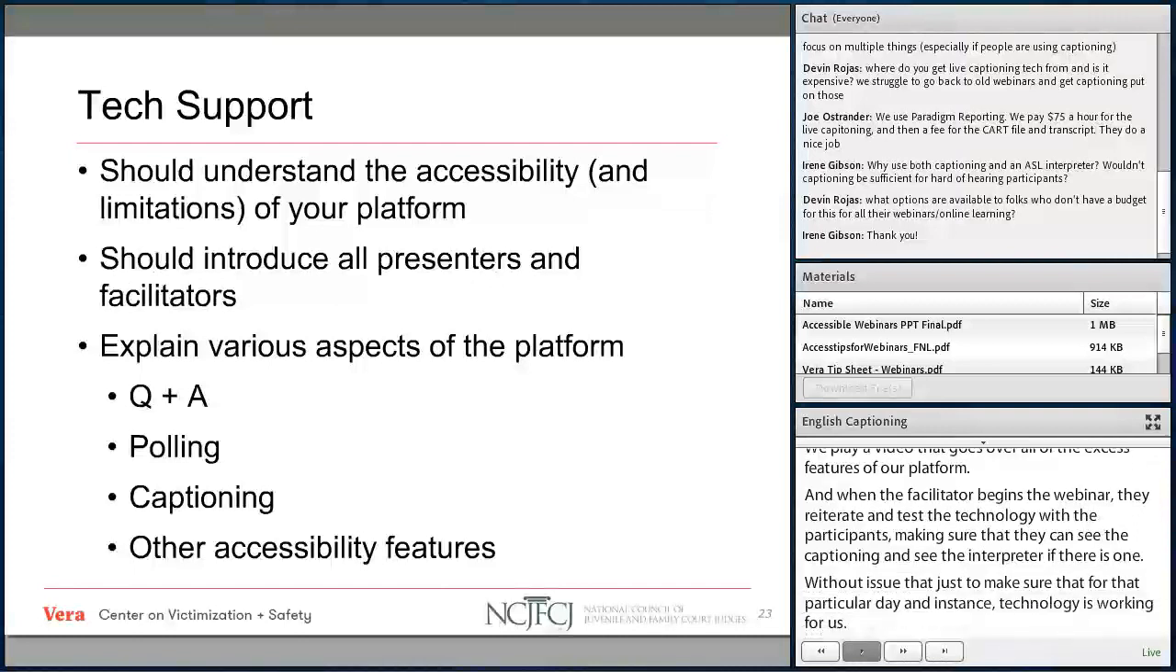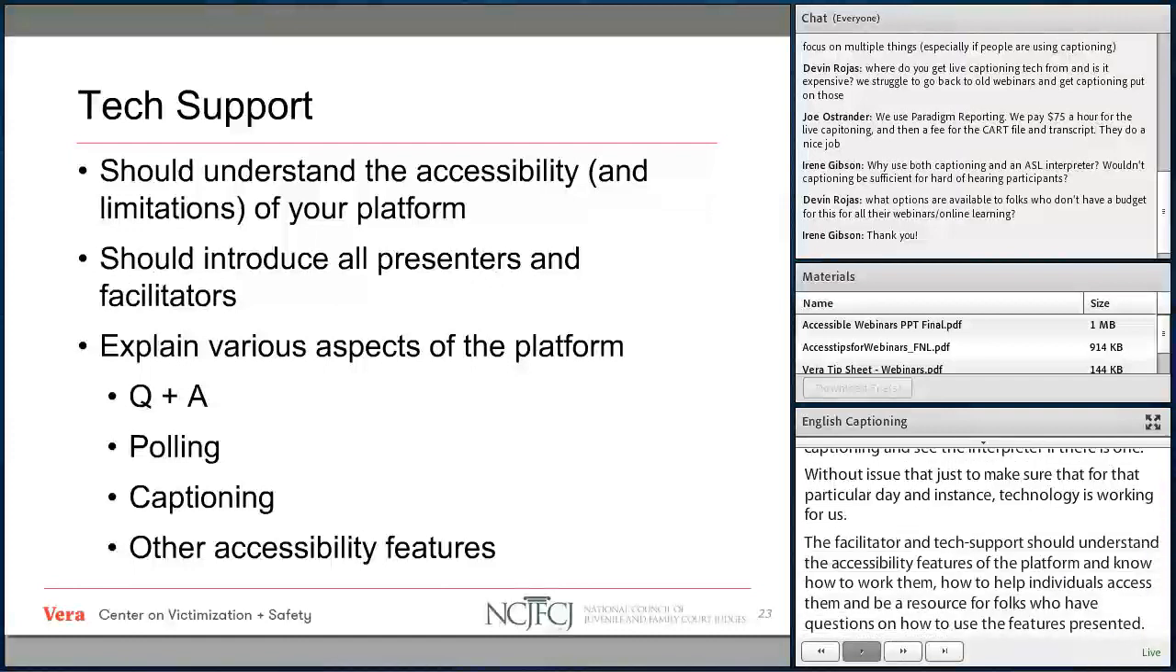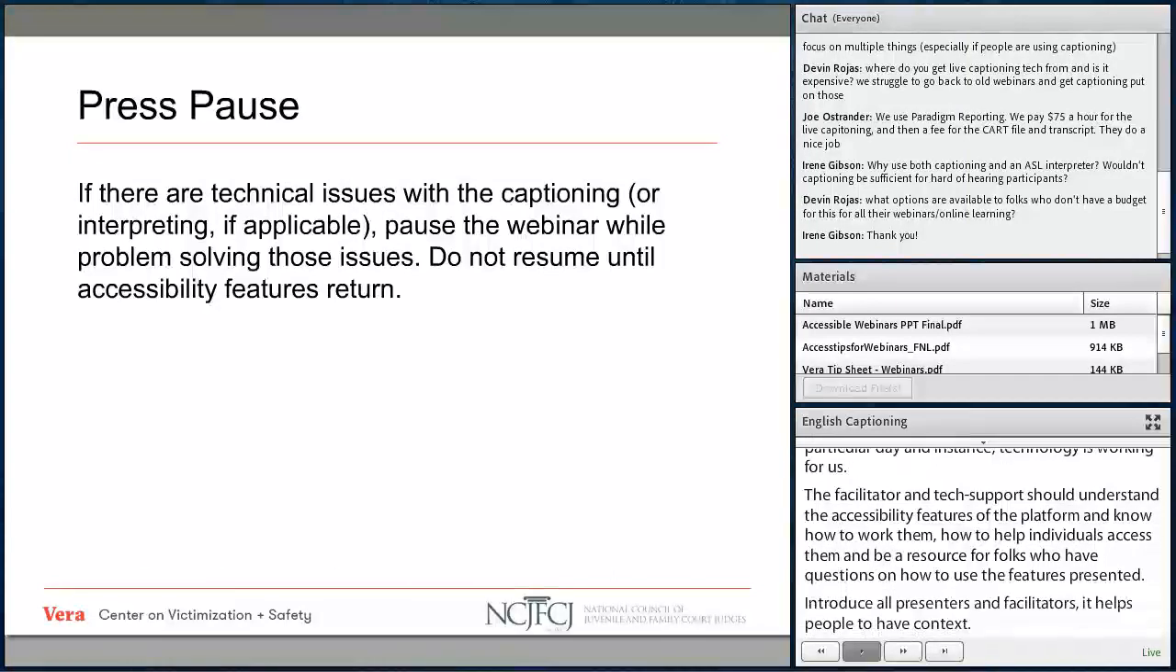They should know how to work them, how to help individuals access them, and should be able to be a resource for folks who have questions on how to use the features presented. Again, introduce all presenters and facilitators. It helps people to have context and to know who's doing what and who the voices are that they are hearing, especially because we don't use videos.